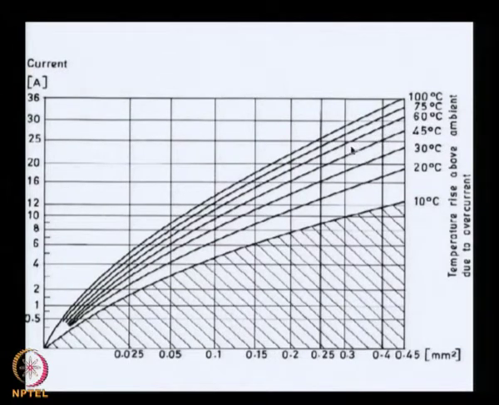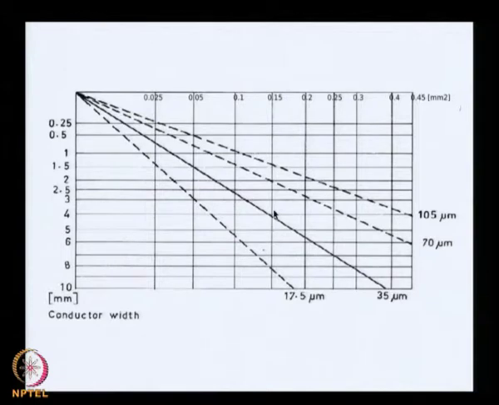Likewise, you could do that for any of the curves at any other temperature, let us say 60 degrees. Take the 60 degree line and, depending upon what current you want to pass, make the intercept and then take it down to the x axis and look at what is the area of cross section that you will need for the track. Once the area of cross section for the track is known, then you could go to this graph where you see on the x axis the cross section areas, and on the y axis the track width or the conductor width in mm.